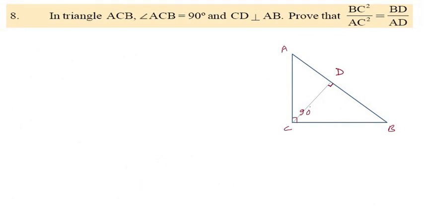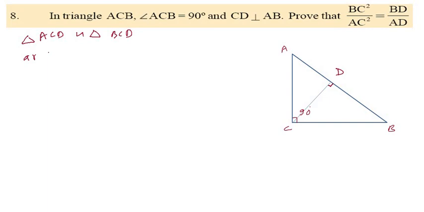In triangle ACB, angle C is 90 degrees, and CD is perpendicular on AB. Prove that BC square upon AC square is equal to BD upon CD. Now let us see how we can prove this. So first of all, triangle ACD is similar to triangle BCD.